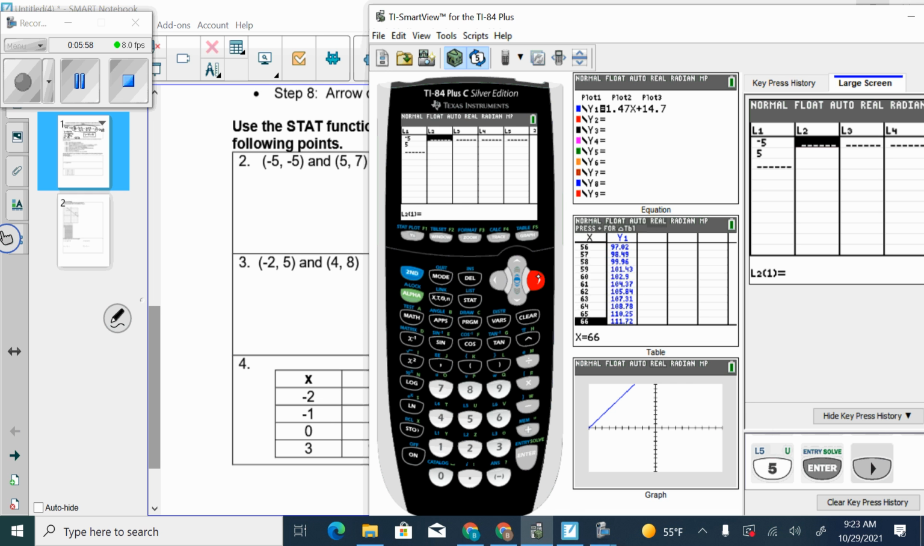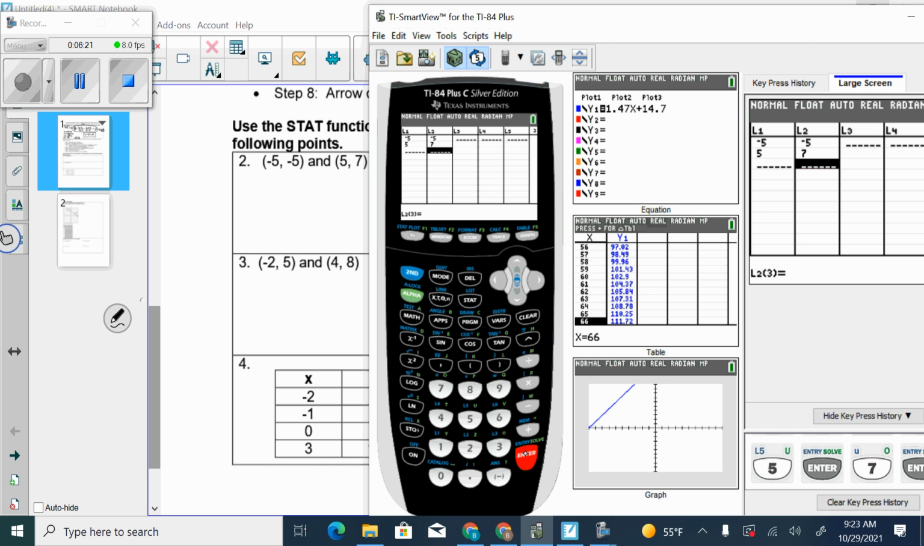Alright, then it says for step 5, you're going to do the same thing for the y's in list 2. So my first y value in that coordinate point was -5. So we type in -5 and press enter. And then my second y value was 7. So I type in 7 and press enter.